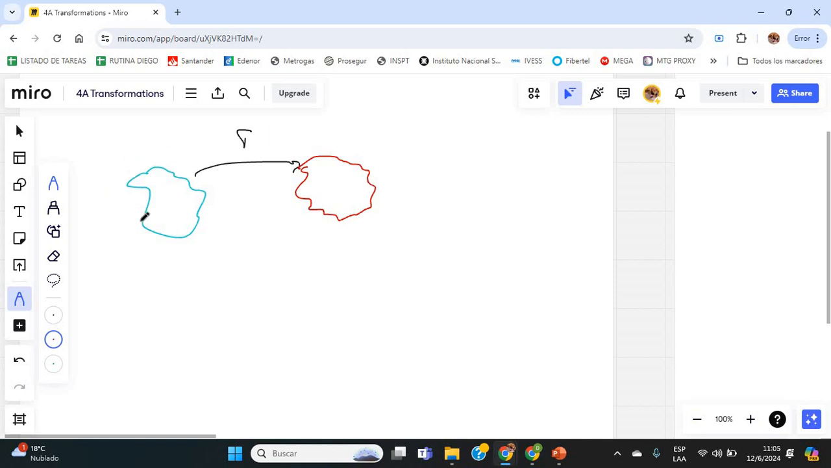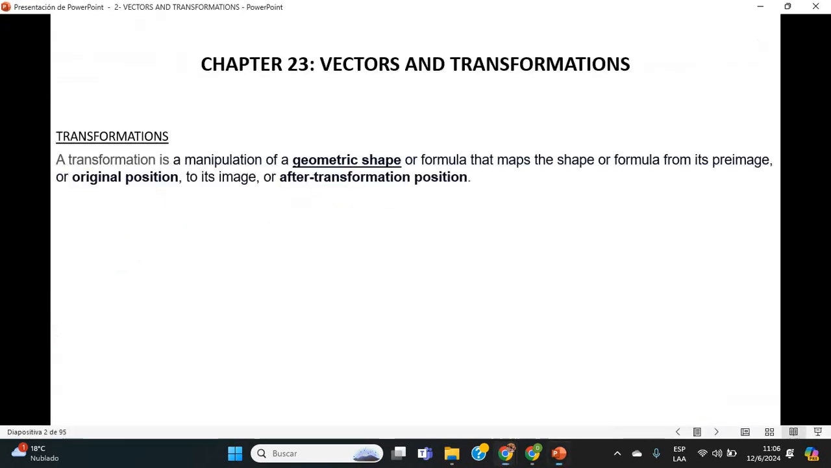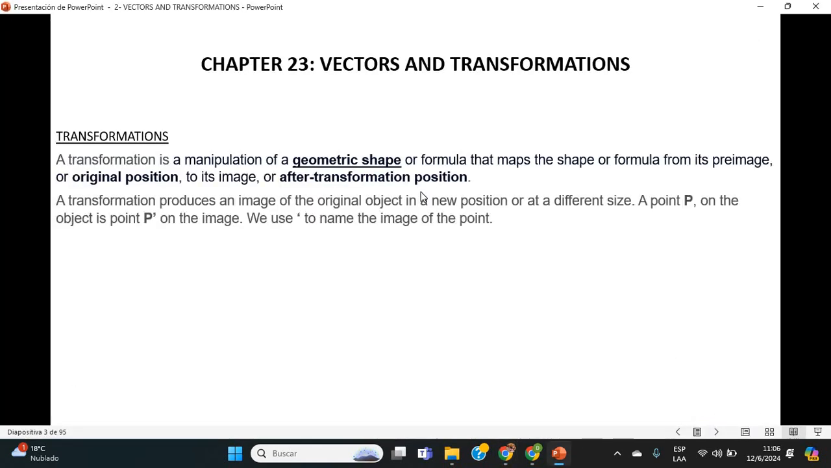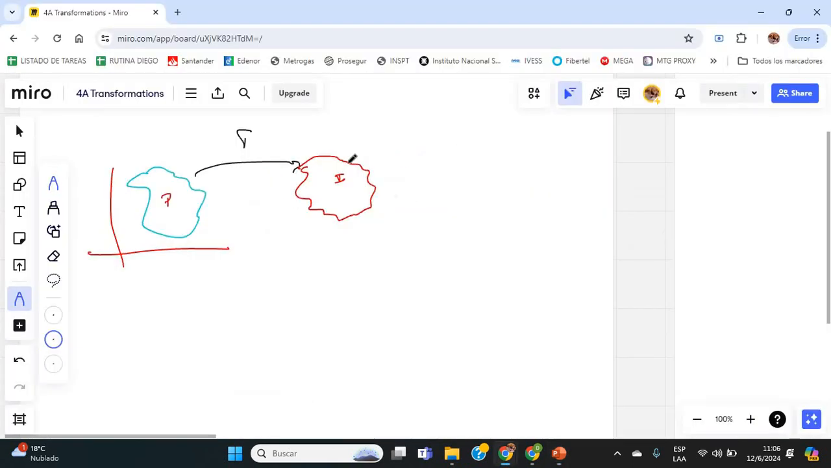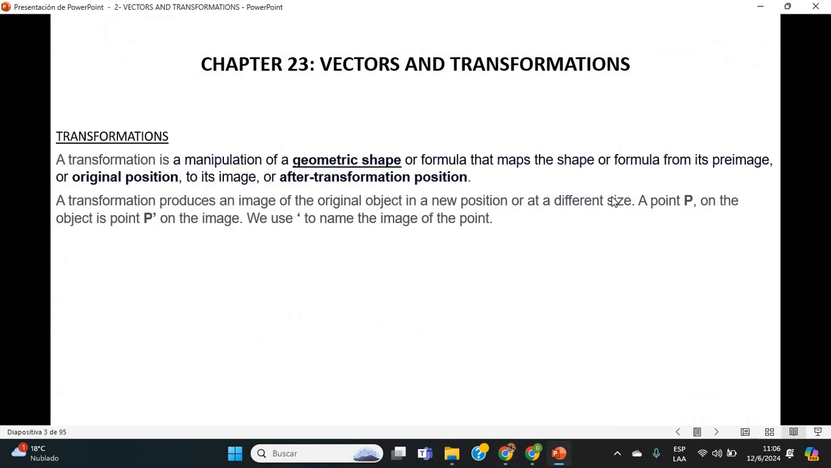But the idea is you will have a certain shape, okay, in a 2D plane, generally with X and Y axis, and you will use a transformation to move that object that is called the pre-image to the image, okay? Pre-image is before image, okay? So let's continue. A transformation produces an image of the original object in a new position, okay? This is the new position, or different size, because there are transformations that can reduce or enlarge objects.